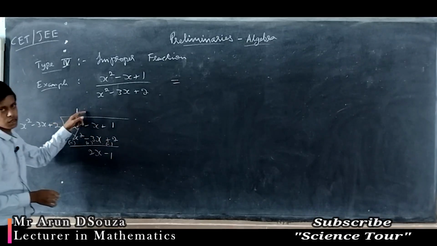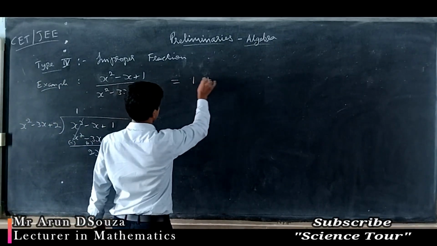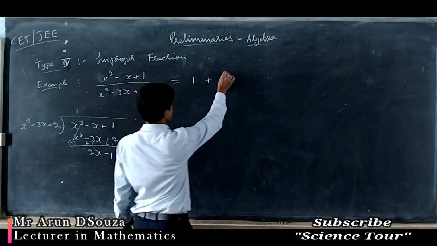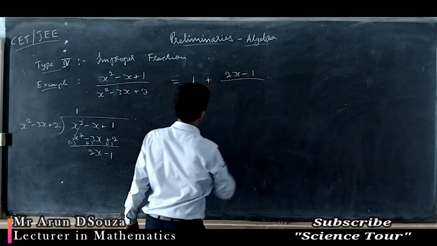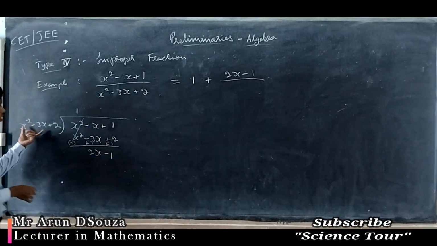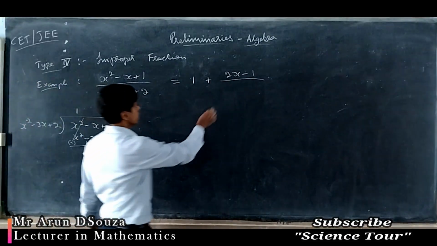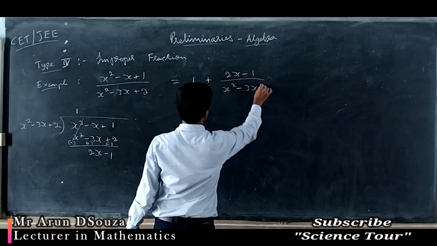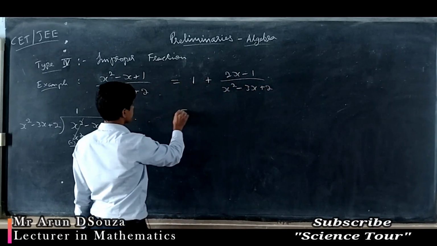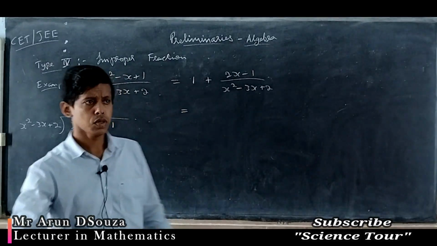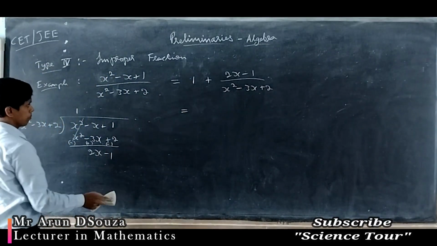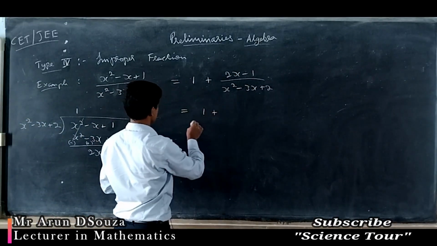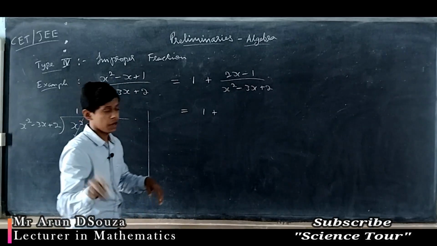Well, now how can you write this as an improper fraction? Alright, so first 1 plus, you have the remainder here. The remainder is 2x minus 1 divided by the denominator, and that is x square minus 3x plus 2. Well, so that is equal to 1 plus, what do you have next?